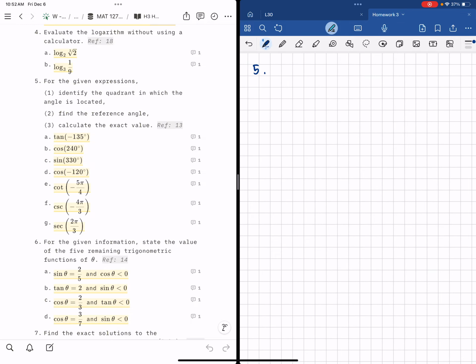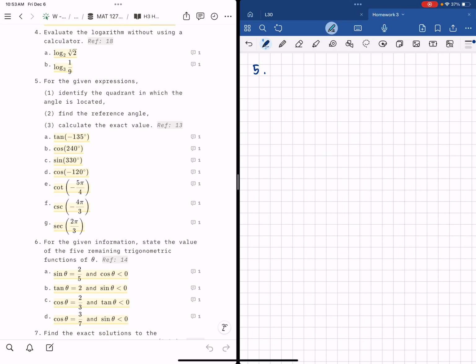For the given expressions, identify the quadrants in which the angle is located, find the reference angle, and then calculate the exact value. So the exact value means your answer must not be non-terminating, not repeating or infinite decimals. Your answer has to be either a fraction, a terminating decimal, or a radical number. That's what the exact value means. So there's no rounding involved. Let's take a look at them.